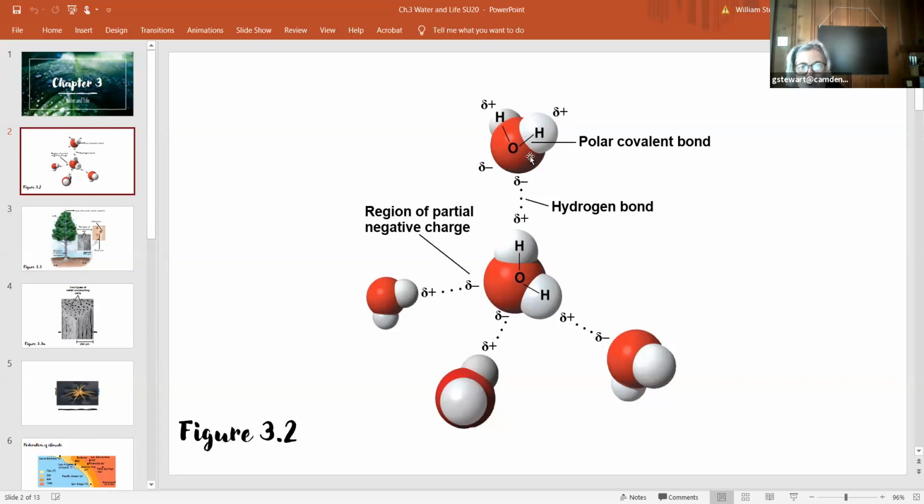That enables water to form hydrogen bonds. Notice the 3 dots, right? That enables water to form hydrogen bonds with another water molecule. Each water molecule can form 4 hydrogen bonds, right? So this is just showing you 5 water molecules, but each of these water molecules out here can then form 3 more hydrogen bonds. This forms a huge network of hydrogen bonds.